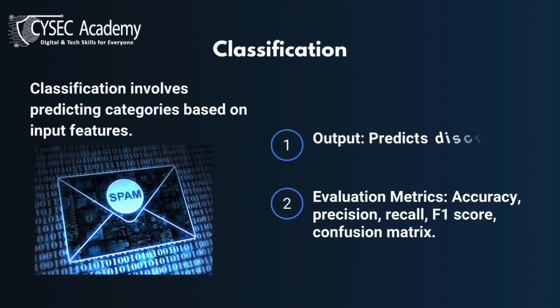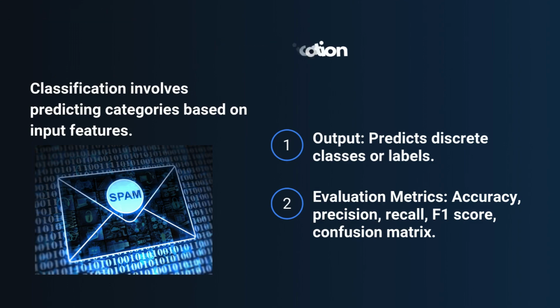1. Classification. Classification involves predicting categorical outcomes based on input features. Classification predicts categorical outcomes, either binary or multi-class. Key characteristics of classification include: 1. Output. Predicts discrete classes or labels. 2. Evaluation metrics. Accuracy, precision, recall, F1 score, confusion matrix. Examples: email spam detection, sentiment analysis, image classification.